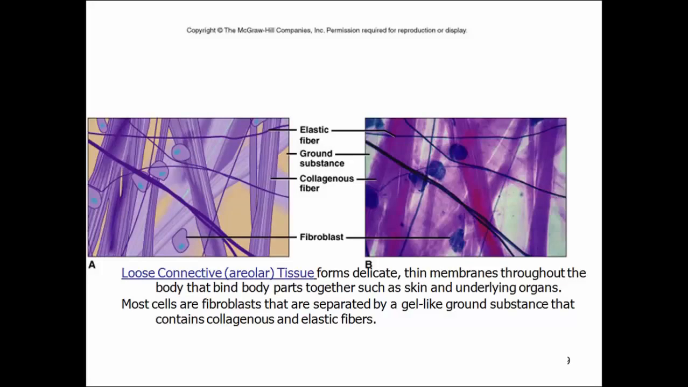So now we're getting into our different types of connective tissue. One is loose connective or areolar tissue. It forms very thin, delicate membranes that bind body parts together.